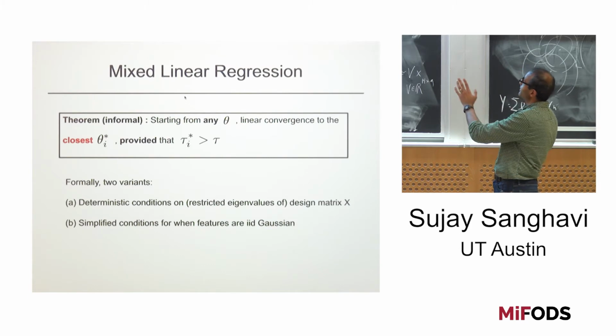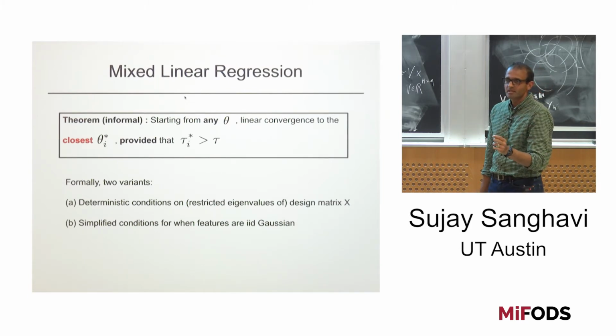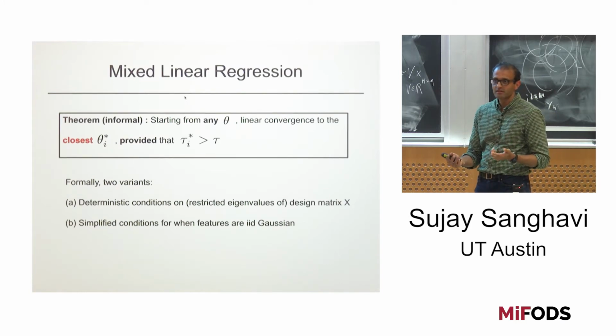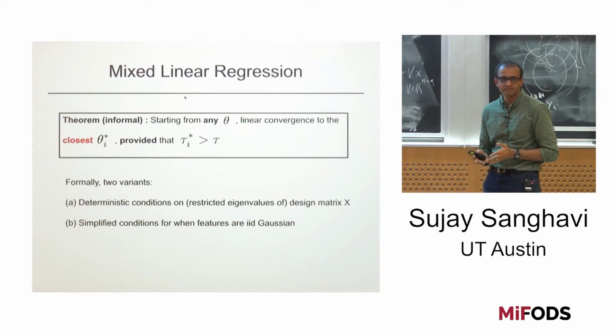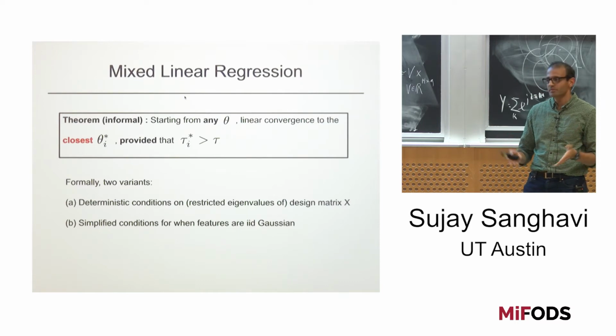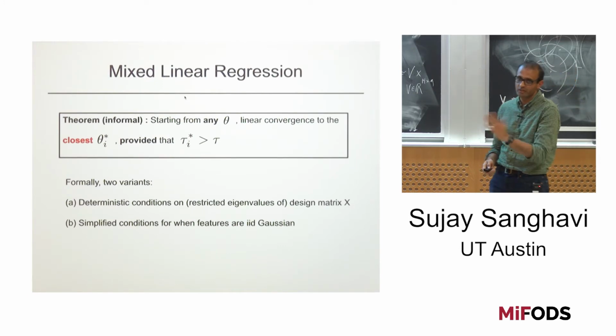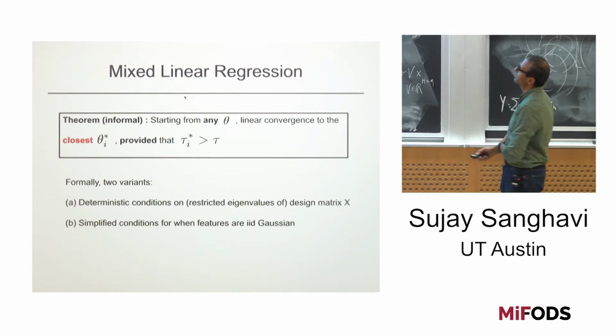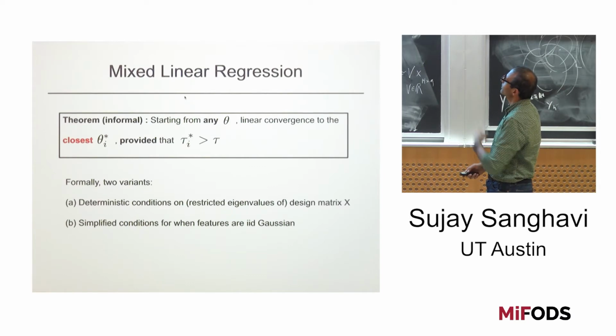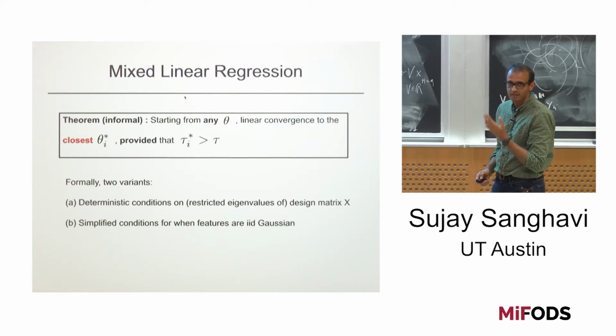So provided that, one of the things that's needed is that this closest one should have a fraction of data which is bigger than the amount of data that I'm retaining. If I'm retaining 50% of my data, but I'm trying to go to Devrat, but he accounts for only 30% of the data, there is no way I'm going to converge to Devrat, even without noise. Okay, so this is the informal theorem.